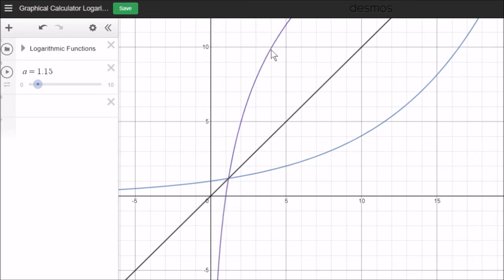So if this is the first time you've seen the logarithmic function, it can be quite confusing. And it's best learned by working through examples. So let's go ahead and we'll do some examples.